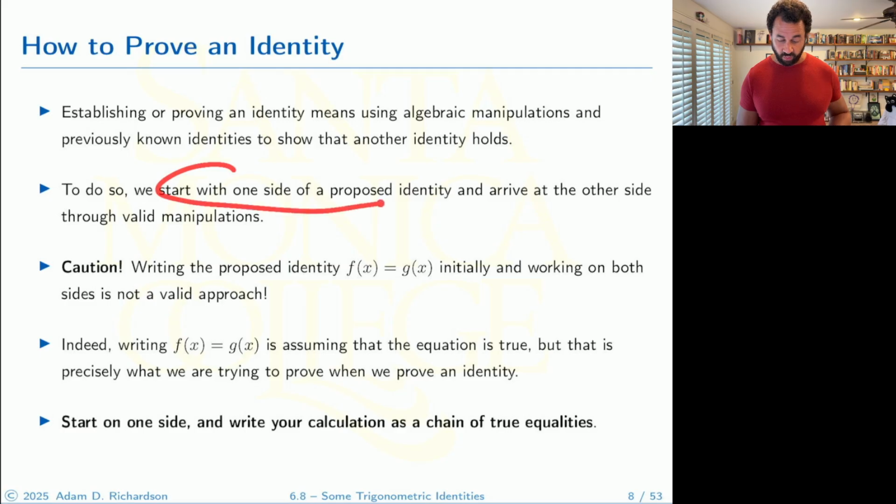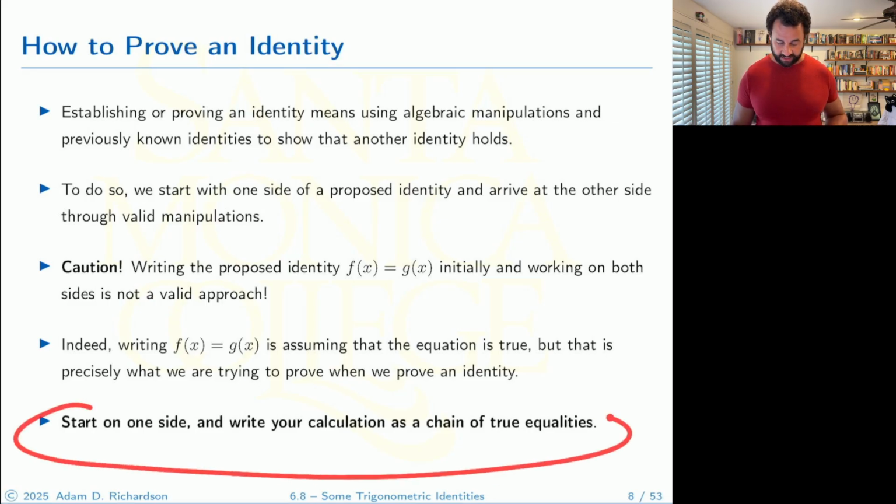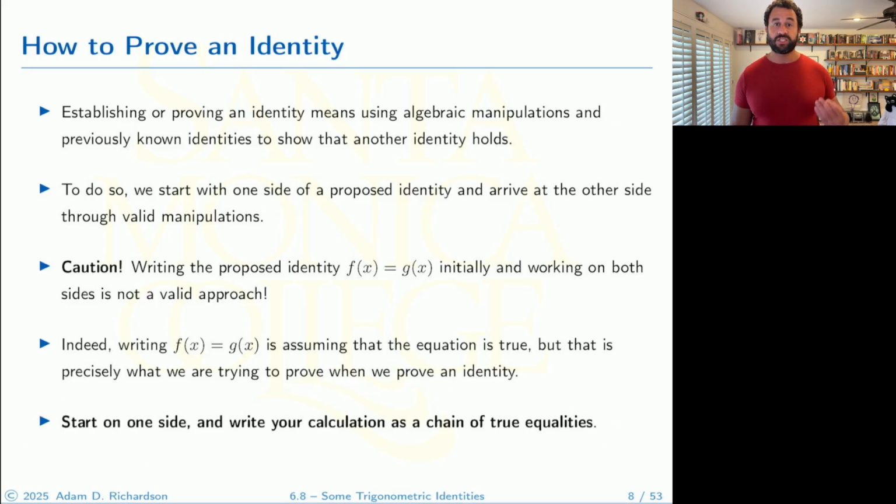We start with one side of the proposed identity and arrive at the other side through valid manipulations. I'm going to emphasize this a couple of times, but you've got to start on one side and arrive at the other side. That's the simplest way to say it.